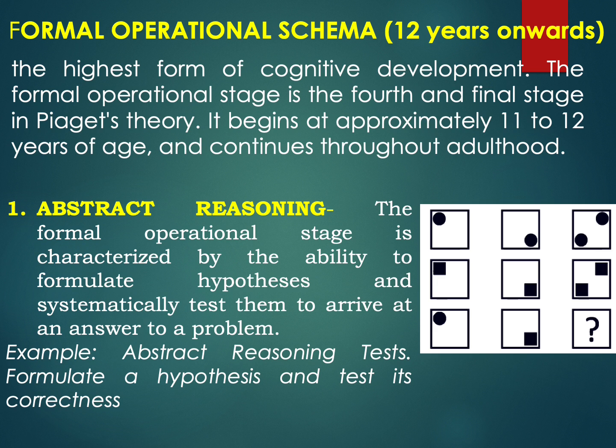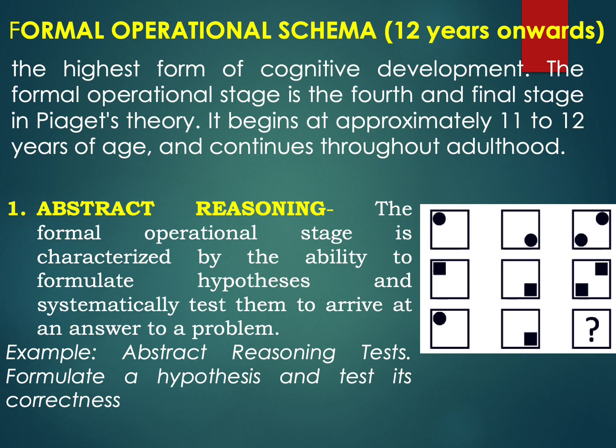Next, we also have the formal operational schema, which happens after the 12th year onwards. According to Jean Piaget, this is the highest form of cognitive development. The formal operational stage is the 4th and the final stage in Piaget's theory, and it begins at approximately 11 to 12 years of age and continues towards adulthood. So pag kayo ay more than 12 years old na, ang ginagamit nyo na way of thinking is what we call the formal operational schema.